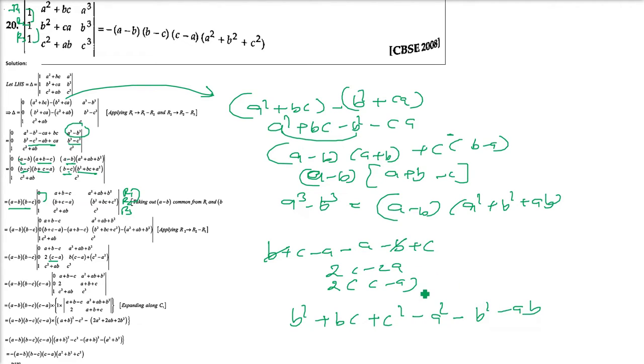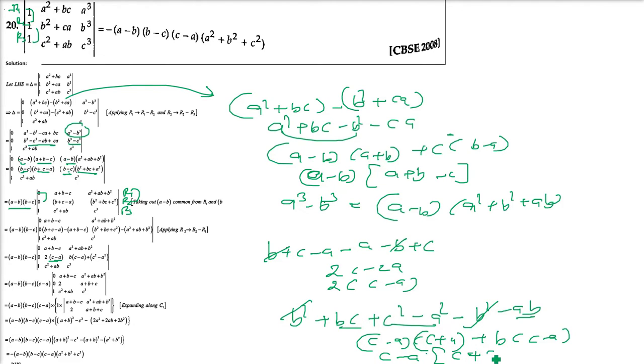You can cancel b square and b square here. And then you get c square minus a square and bc minus ab. So c square minus a square is c minus a, c plus a. And bc minus ab, you can take b common and you get c minus a here. So c minus a. From both of it, you can take c minus a common. So c plus a plus b it will be.